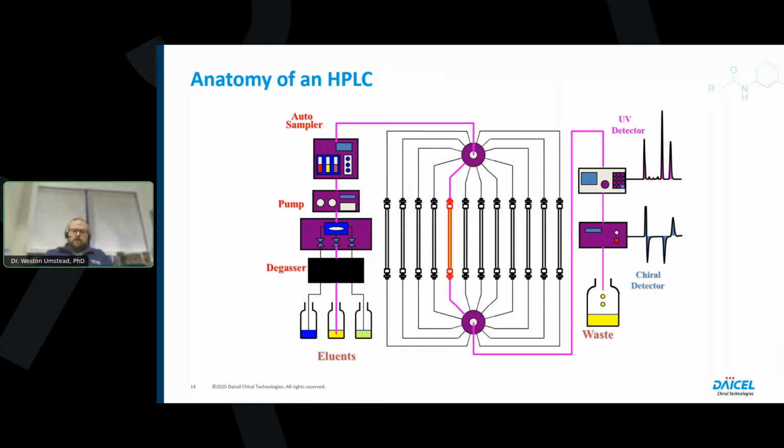The anatomy of an HPLC, we can just talk about this very briefly as well. Of course, for our topic of conversation today, the column is going to be the most important element, but there are a lot of variations on what an HPLC system can look like now.